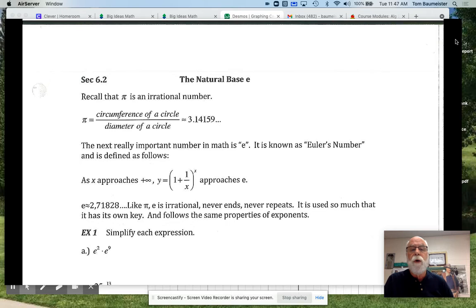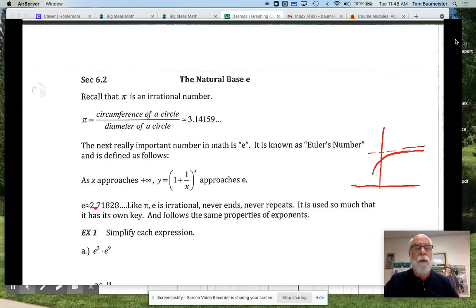So the next really important number in math is e. It's known as Euler's number, and it is defined as x approaches positive infinity, y equals 1 plus 1 over x, and that approaches e. So just real quick here, if I did something like that, it would approach this e, and again, that would have an asymptote there. And e is approximately 2.7.